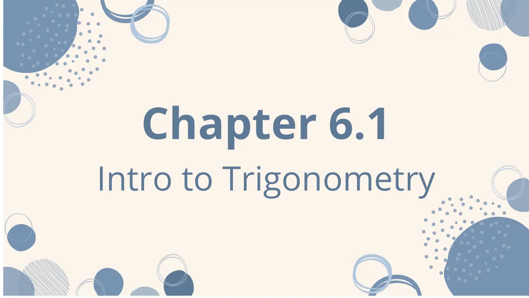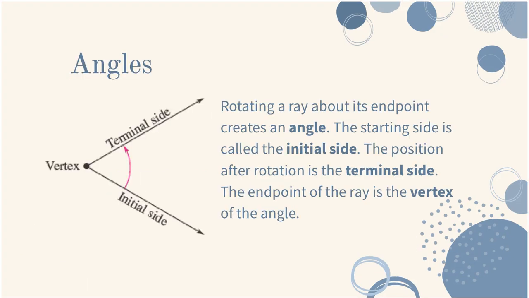All right, 6-1, Intro to Trigonometry. So a couple things we have to know here. You should have covered it in geometry, but there are some new terms, or maybe they just changed the terms. But looking at this one, we have angles. Okay, we should know what an angle is. When you have two rays that meet at a vertex, that makes an angle.